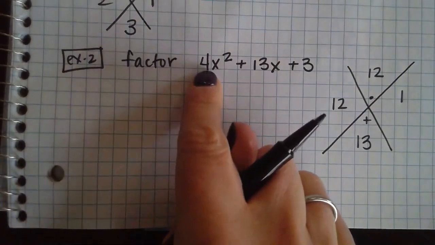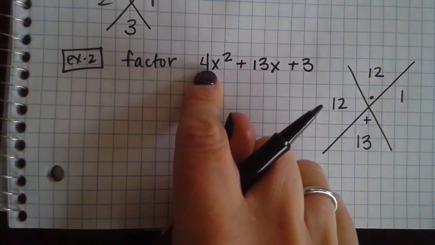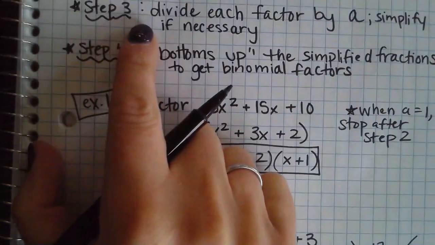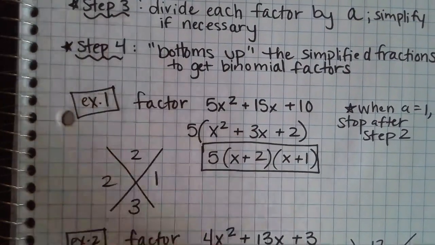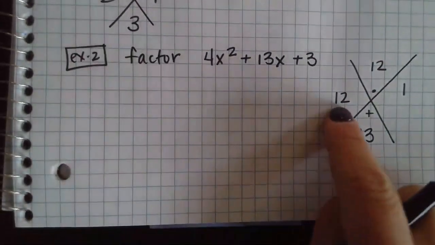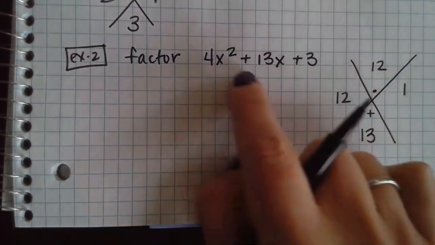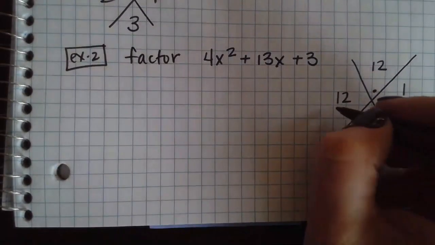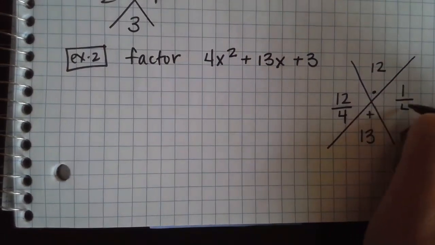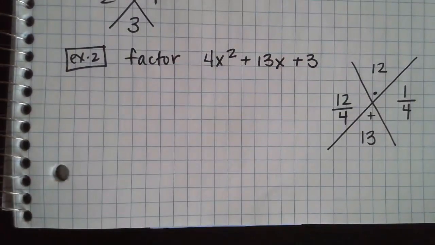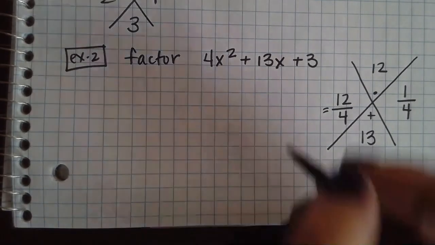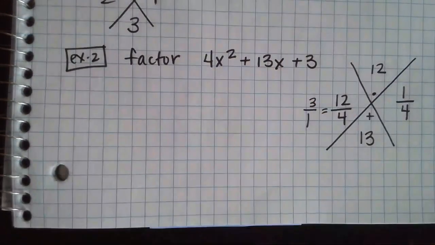But because our A does not equal 1, we have to move on to steps 3 and 4. We need to divide each factor by A. And what is A? 4. So we need to divide each of these by 4. Then we need to simplify if possible. We can simplify 12 over 4, right? It's equal to 3 over 1.